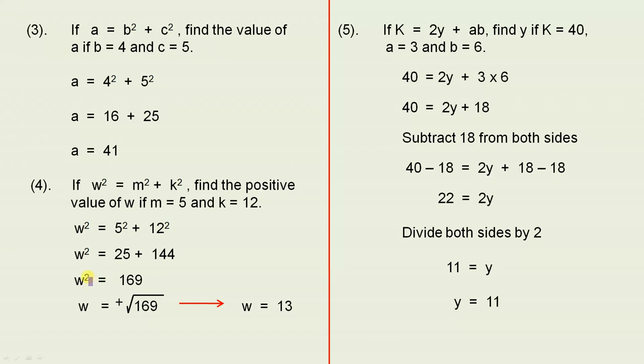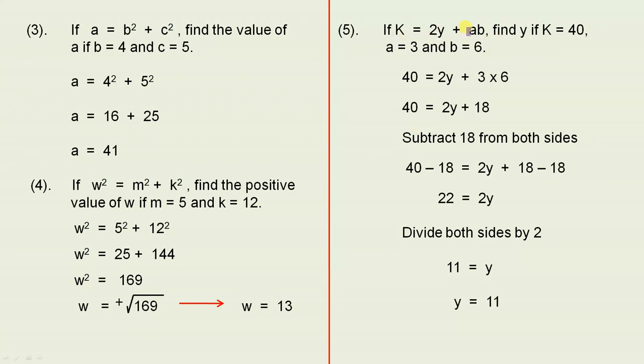Now normally the value for W would have two values, but I've asked you to find the positive value, so we put plus the square root of 169, so W equals 13, because 13 is the square root of 169.